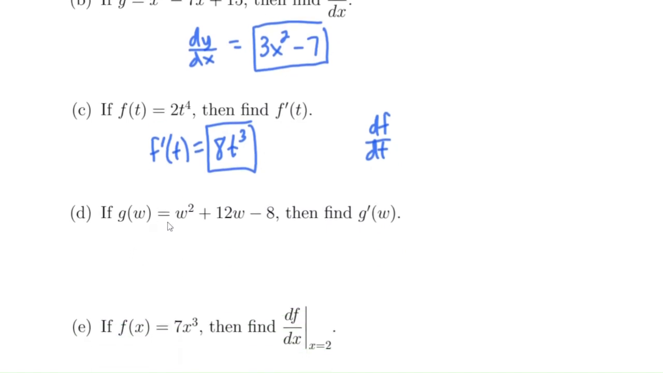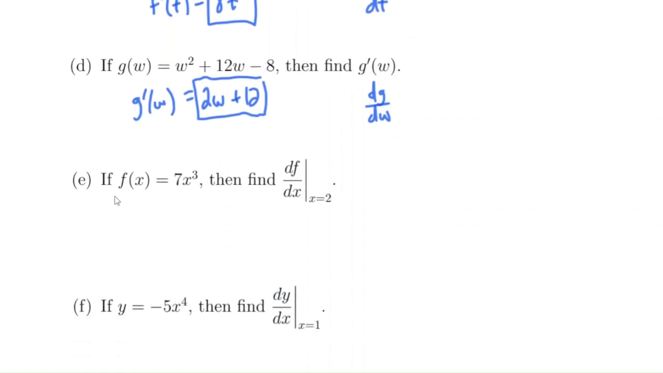Or suppose we have g of w equals w squared plus 12w minus 8. What's g prime of w? Well, g prime of w is going to be 2w plus 12. Derivative of w squared is 2w to the 1, right? There's 2w. Derivative of 12w is 12. The derivative of 8 is 0, so that goes away. And it's just 2w plus 12. Another way to write this would be dg dw. dg dw, or g prime of w, would be 2w plus 12.